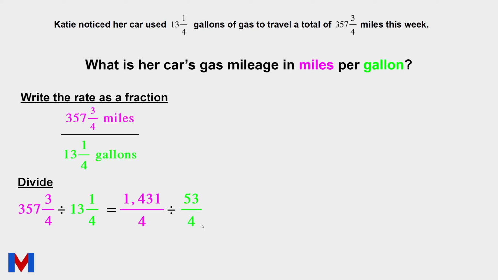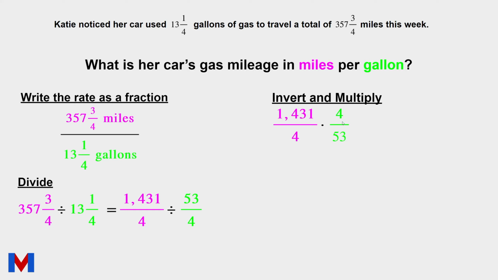The next step is going to be to invert and multiply. What this means is we're going to multiply the first fraction by the reciprocal of the second fraction. So now it looks like 1,431 fourths times 4 53rds.